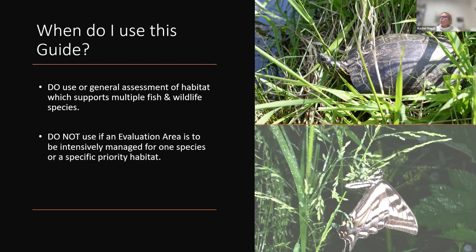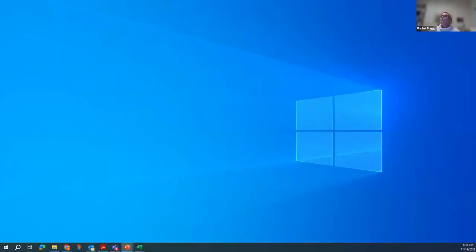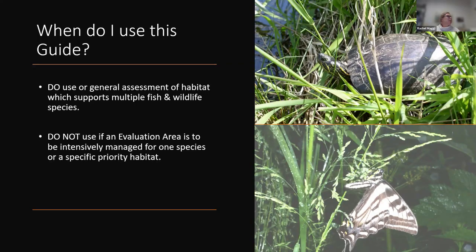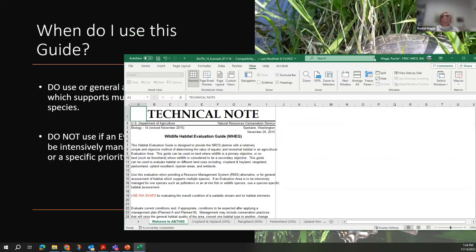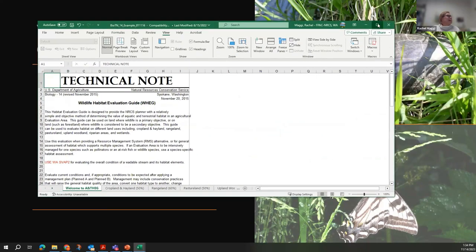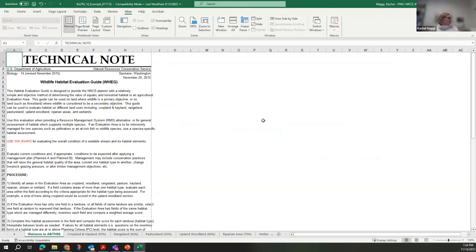I wanted to show you briefly, let's see if I can get this to work, just a quick anatomy of this tool. I can't see you, Levi or Jan, but can someone confirm that they can see the spreadsheet on the screen now?